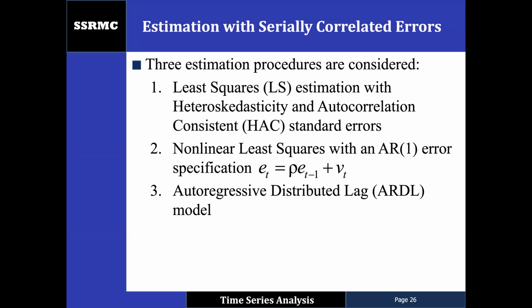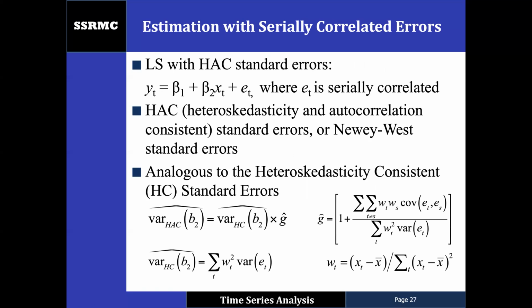The second one is to estimate an AR model by using nonlinear least squares methods, based on the assumption that the error term has a first order autocorrelation as specified on the slide. The last one is to estimate an autoregressive distributed lag model, or ARDL model. So we're going to go through those three strategies one by one.